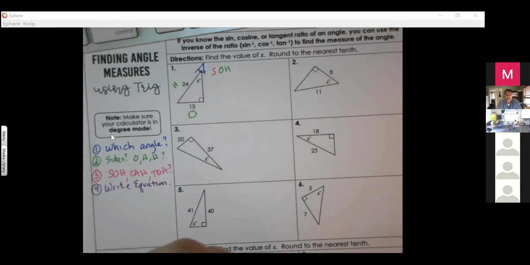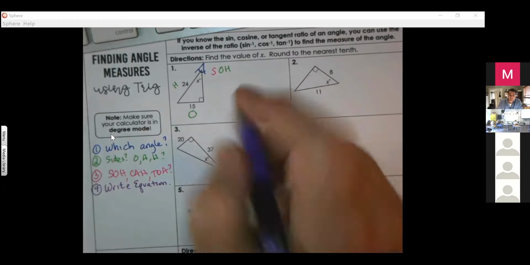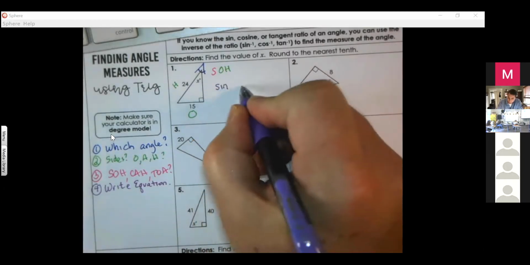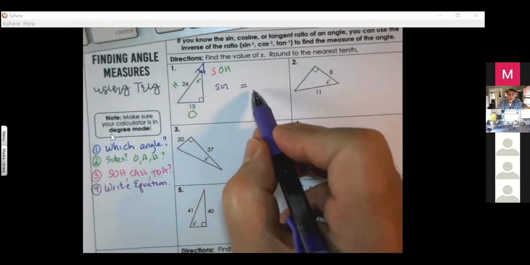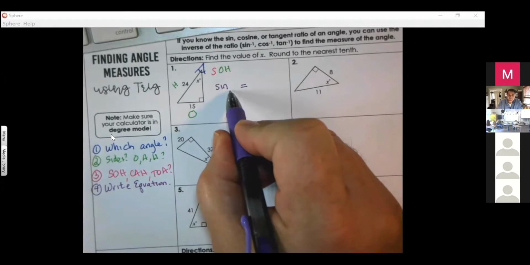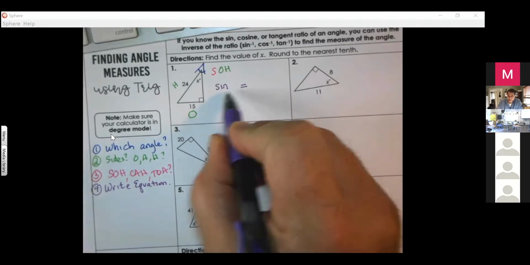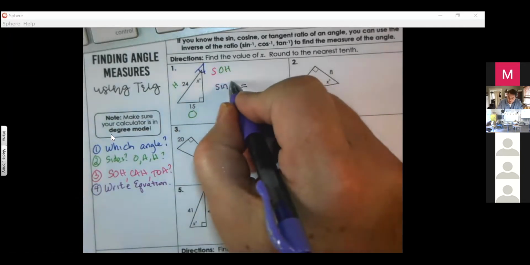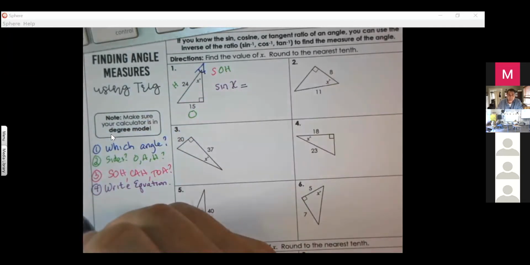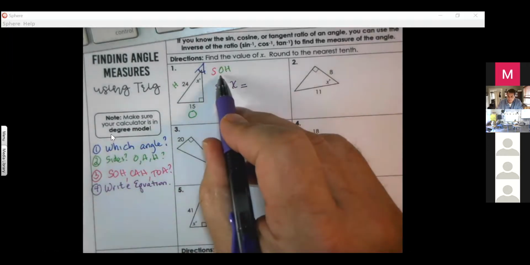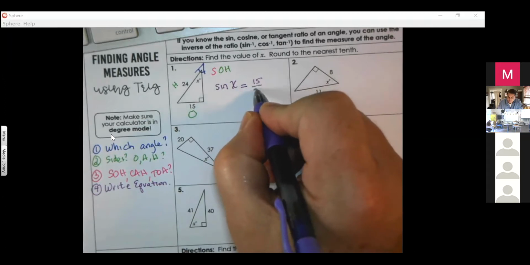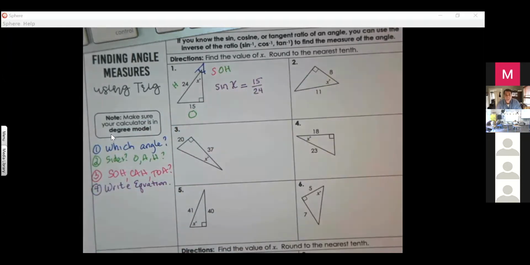And this is so far exactly like we did last time. Here's where it takes a slight twist. I know it's going to be sine. I'm going to leave a gap there for a second. And then it's going to be the opposite over the hypotenuse. Always, always, always, what follows sine is the angle. In this case, our angle is the unknown. So we're going to put an x in there. And then that equals opposite over hypotenuse. So in this case, that would be 15 over 24.